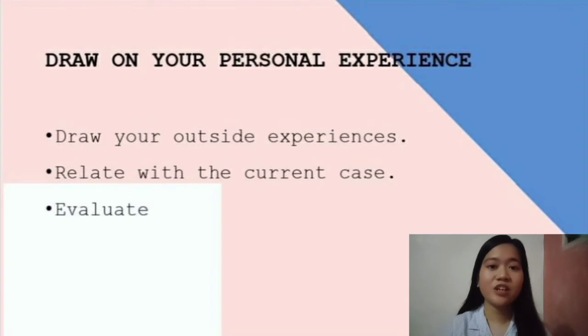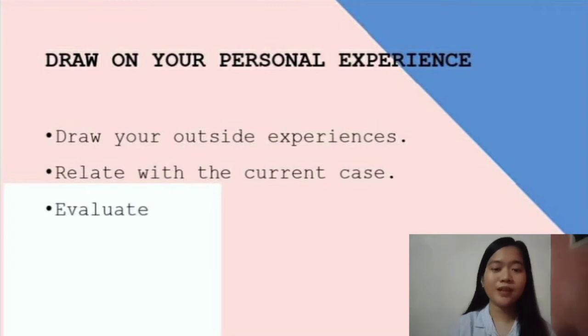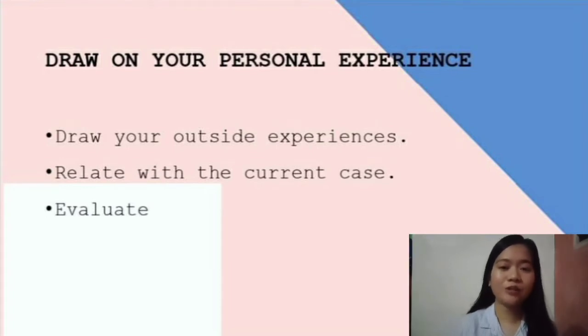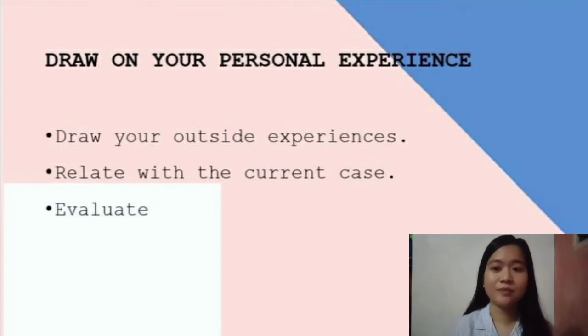Next is draw from your personal experience. They say that experience is the best teacher. There may be some instances that you have previously experienced the problems in the case and been able to resolve it. Of course, we need to apply analytical tools for case analysis, but we cannot deny that these personal experiences can be a great way to start.